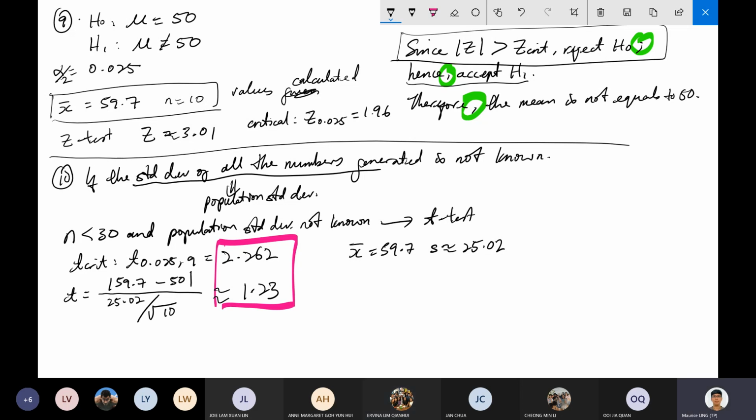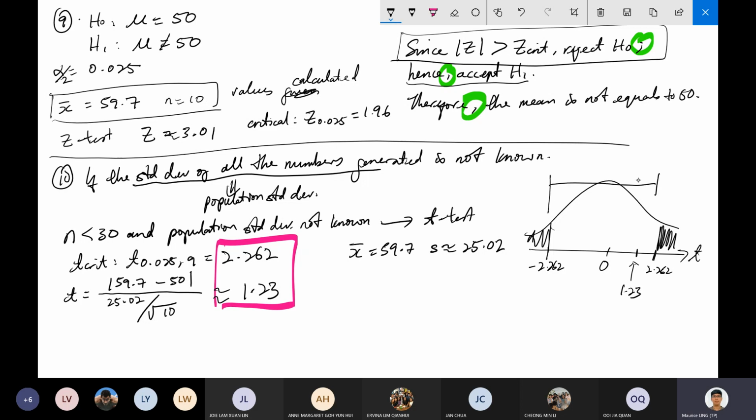Critical, huh? Is it reject? Correct. No, how can you reject? The t statistic is less than critical. If you draw it out, this is the t value. The critical here is 2.262 and minus 2.262. So 1.23 is here. Remember this region, you accept null hypothesis.